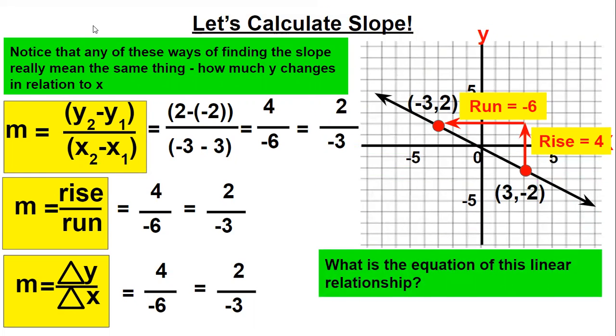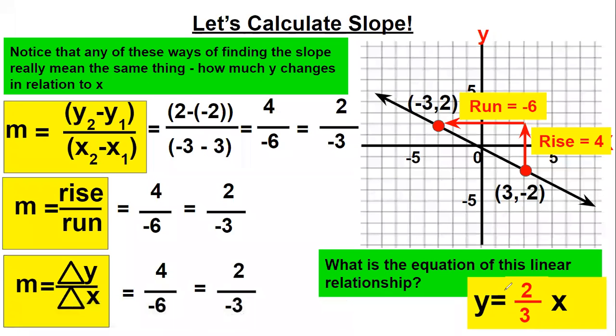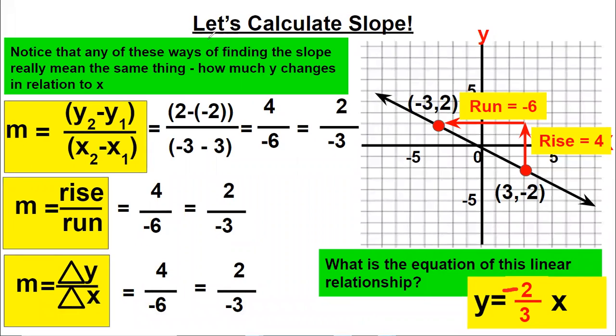What is the equation of this linear relationship? Can we figure it out? Of course we can. y equals mx is our equation, right? And what are we going to plug in for m? m is our slope. We found it 3 different ways: -2/3. And there should be a negative sign there. Mrs. Claus forgot the negative sign because it goes downhill. So that equation is y equals -2/3 x. Okay.